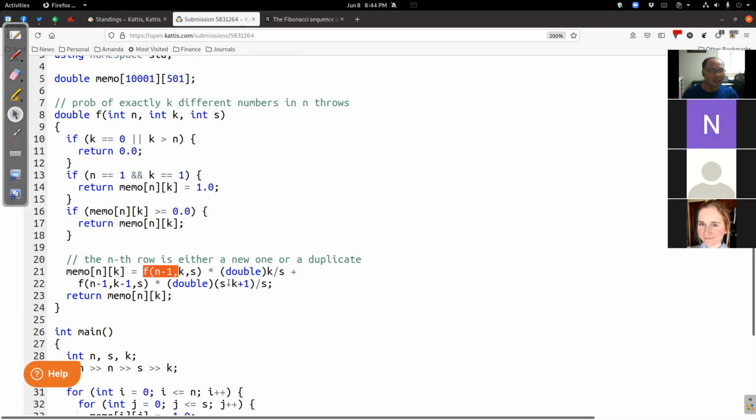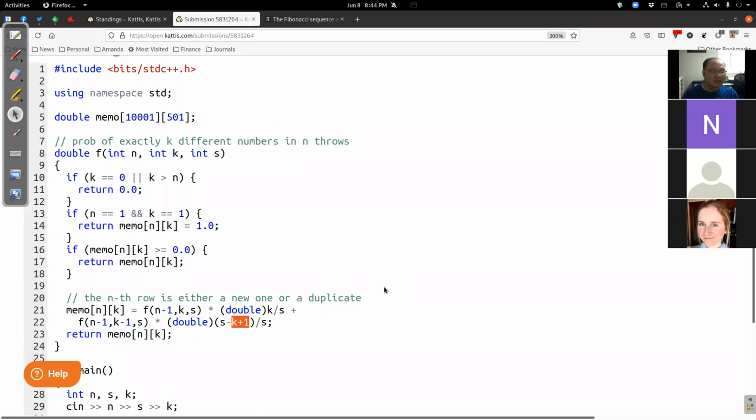Otherwise, the formula is exactly what I just showed you. So this one is the duplicate; I have to switch the order of the two, but it's the same thing. So the duplicate is f of n minus 1, k times k over s, or you get a new one: f of n minus 1, k minus 1 times (s minus k plus 1) over s. I wrote s minus (k minus 1), but k minus 1 was in brackets, so when you get rid of the bracket, it becomes k plus 1. And that's it. That's the algorithm.